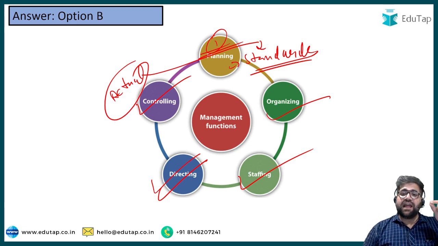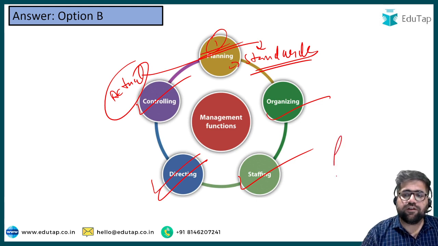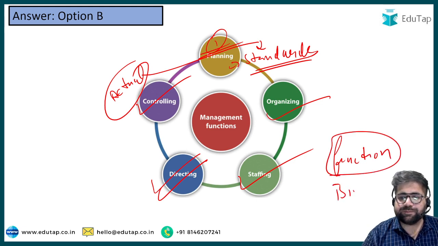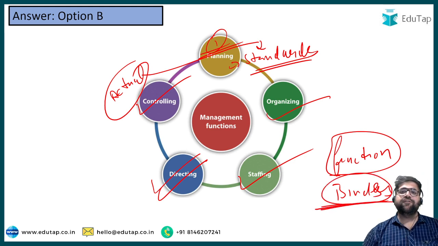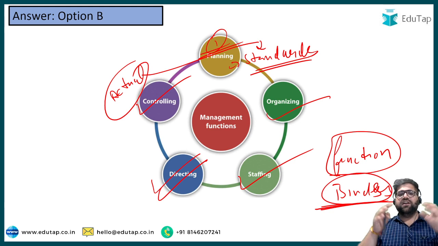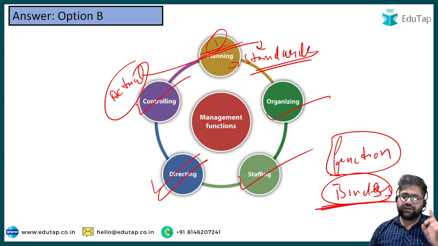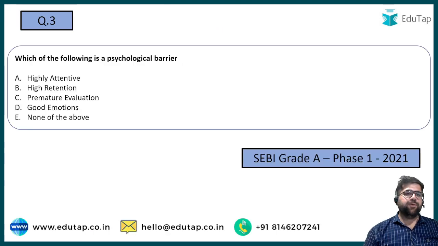Now, my dear friends, I have one particular question for you, and if you are able to answer it, then your level of management knowledge is good. Name that particular function which binds all the different functions of management, so that planning, organizing, staffing and controlling happen simultaneously. Can you name that particular function? I am waiting for your answers in the comment box.